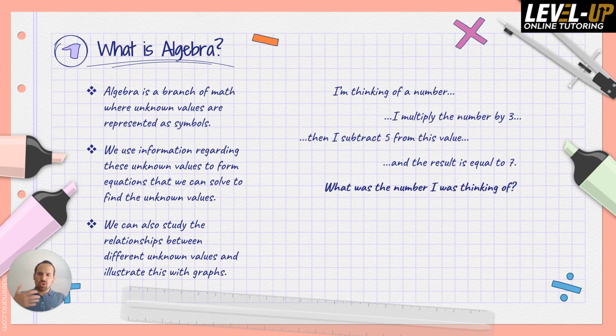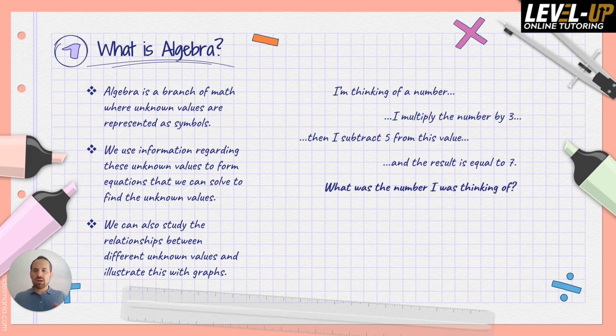And I ask you, what is the number I was thinking of at the start? Logically, a lot of people would understand, oh, you need to start with that end value of seven and gradually work your way backwards. So we had a value of seven. I subtracted five, so therefore you need to add five to get 12. I multiplied the number by three, so you'd then have to divide by three, and you'd get the answer of four. And there you go, that would be the answer. And that is basically algebra there.